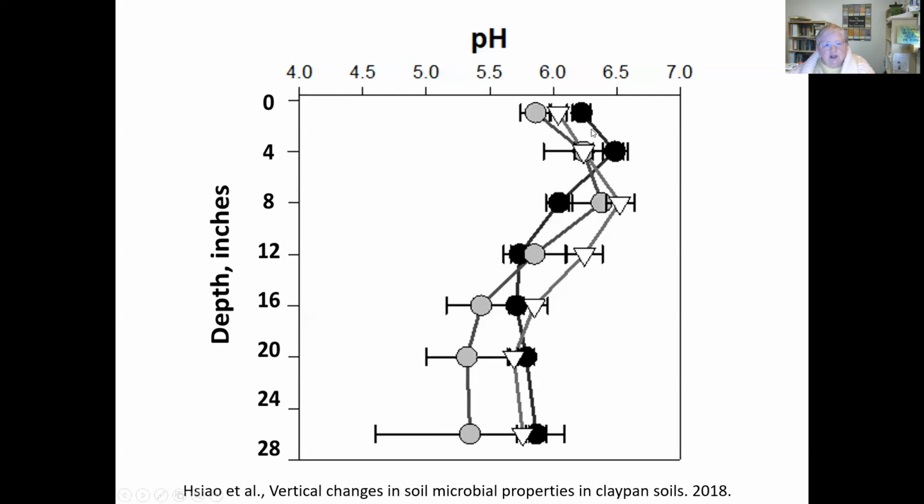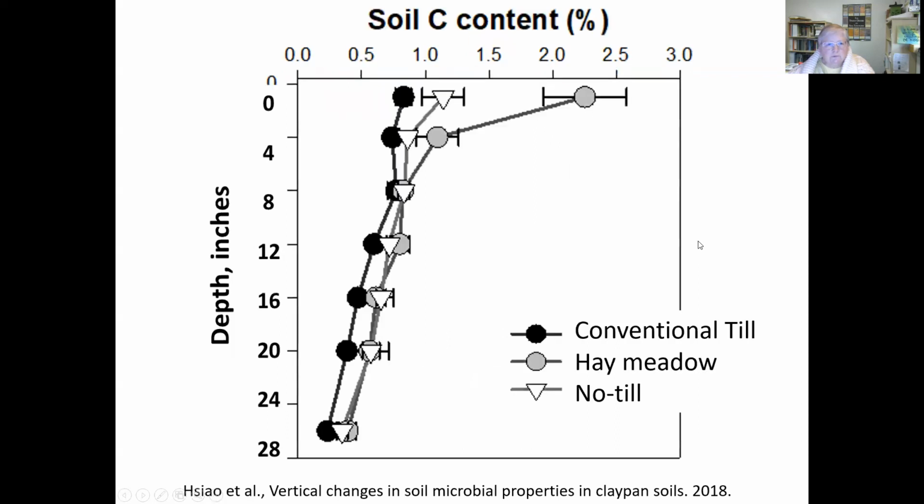We also have a change in the soil pH. It's fairly good at the top, and it decreases as you go lower in the soil profile, and it's fairly consistent for the 3 production types. The carbon content in the soil is an important substrate for microbes. You can see in the hay meadow, we have quite a lot more carbon, especially in the upper 4 inches of soil. We've got a little bit more carbon in the no-till than we do in the conventional till. The carbon content decreases very rapidly as you go into the soil profile.